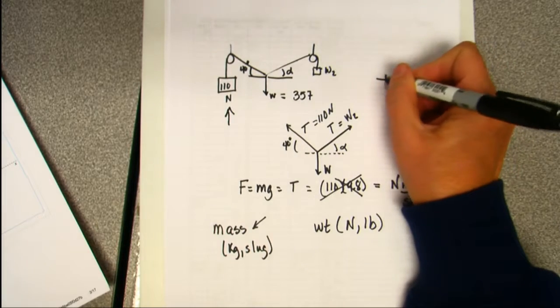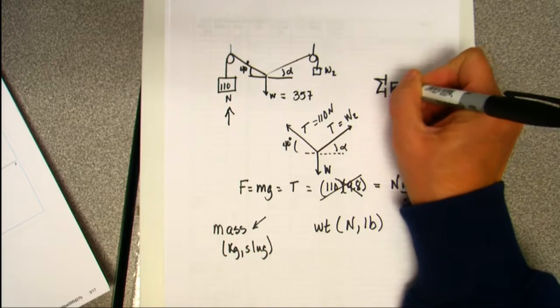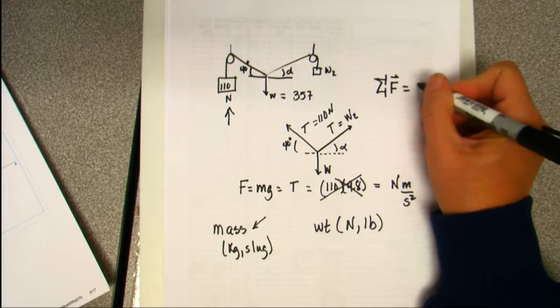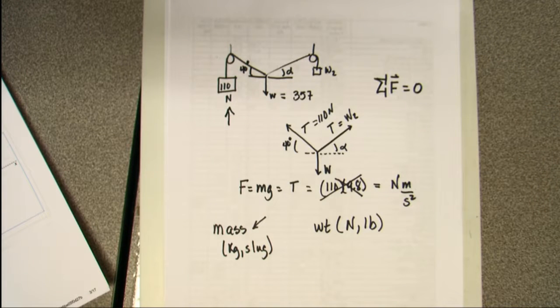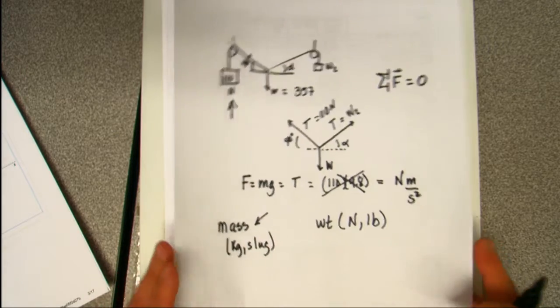Second thing is you have to remember that the sum of the forces, and I'm going to write it out as my vector, has got to equal 0 for the first condition of equilibrium. I have no motion. I have no acceleration.